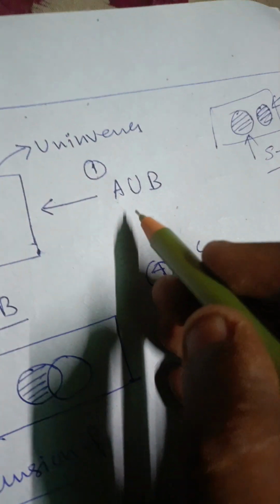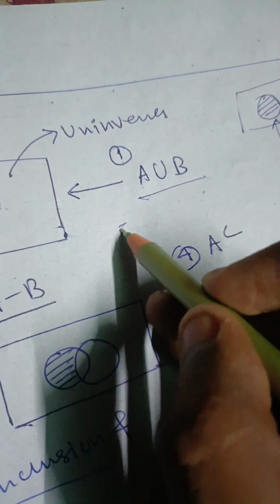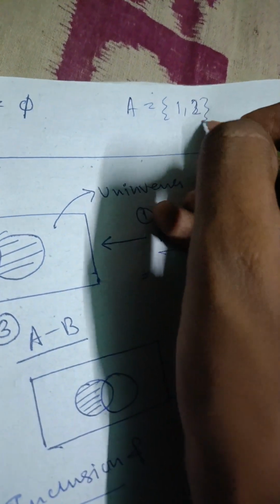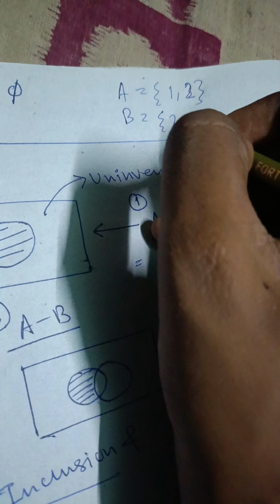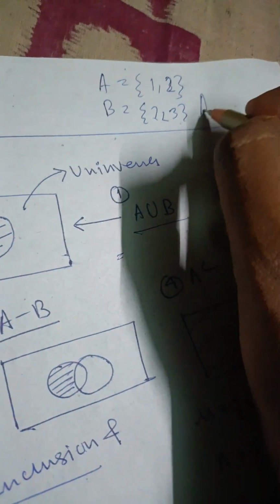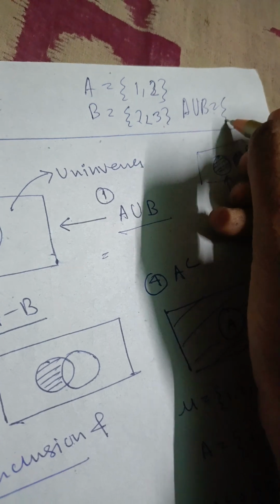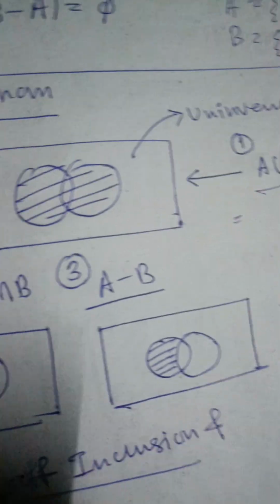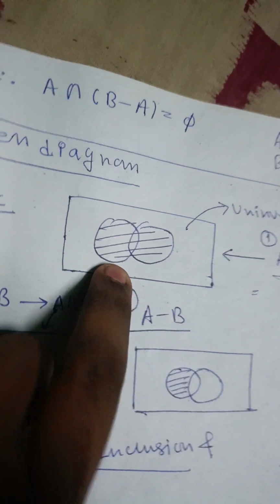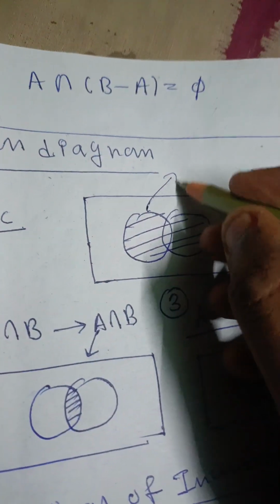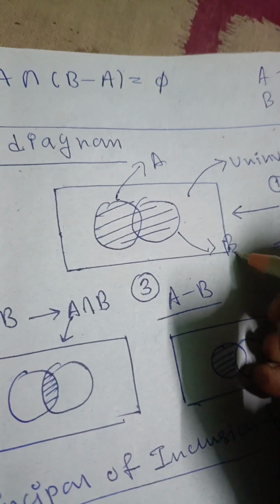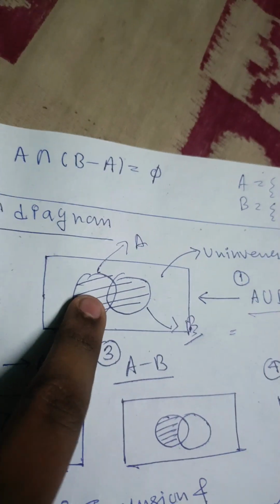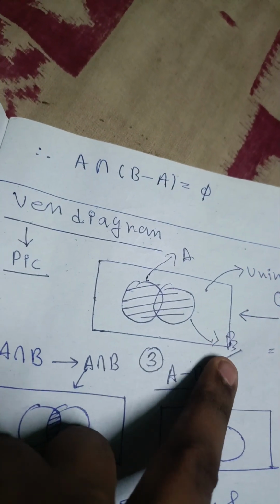So what is A union B? Let's take an example. In A there are 1 and 2, and in B there are 2 and 3. A union B is 1, 2 and 3. There are all the elements in A and B. So let's suppose that is set A, and that is set B. We are supposing something. In A there are 1 and 2, and in B there are 2 and 3.